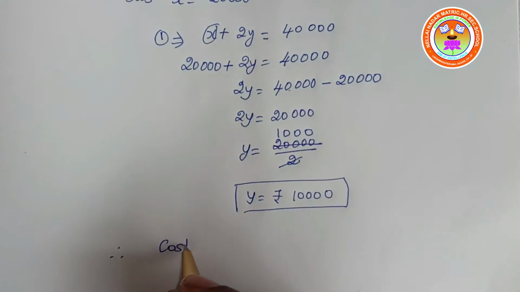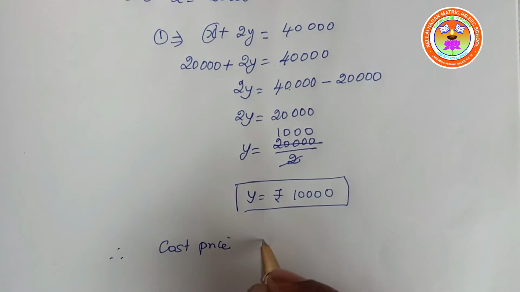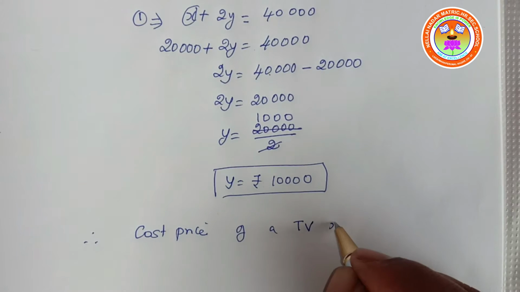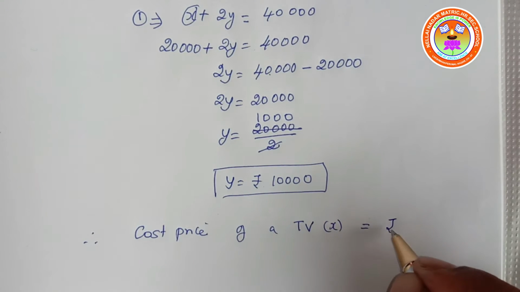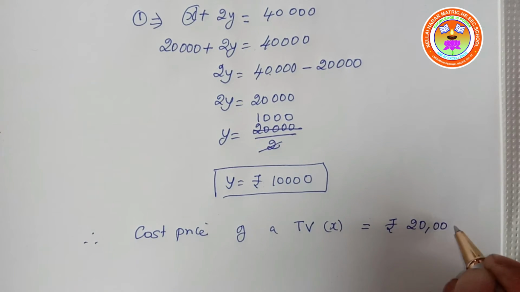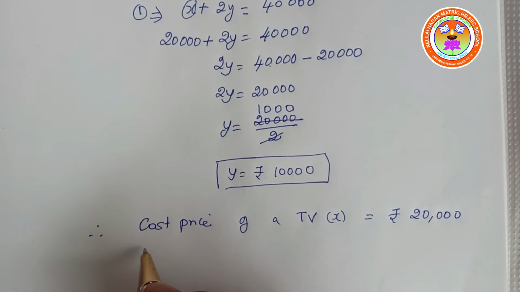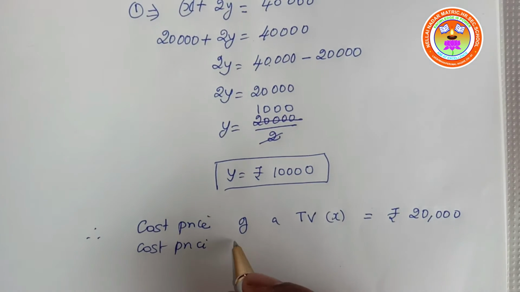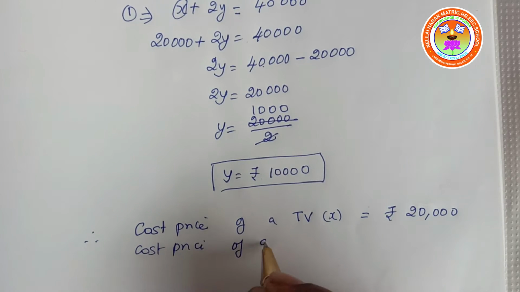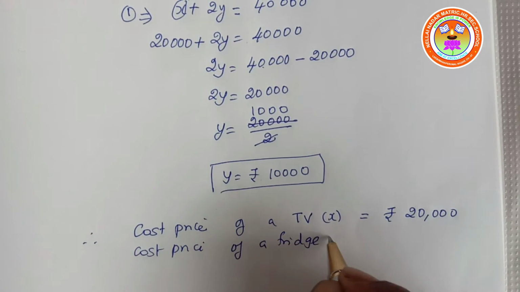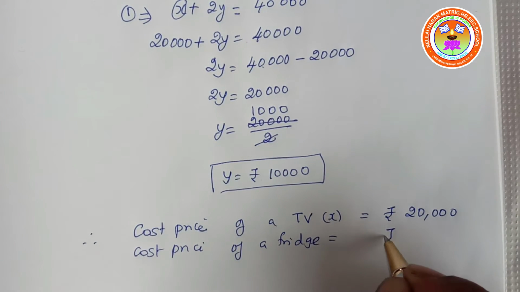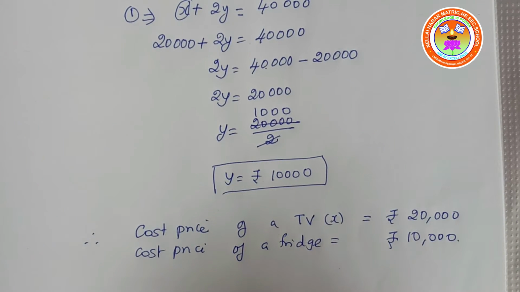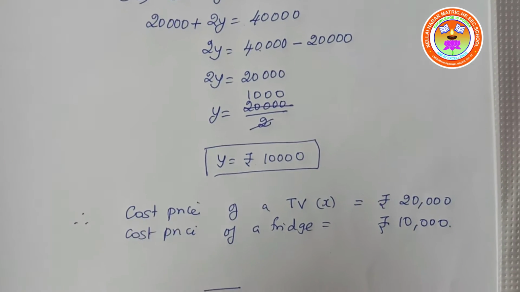Therefore, the cost price of a TV, which we consider as x, is rupees 20,000. It's clear, children? Then the cost price of a fridge is rupees 10,000. It's clear, children? This is an easy sum. Try an important sum. Now we can see the next sum.